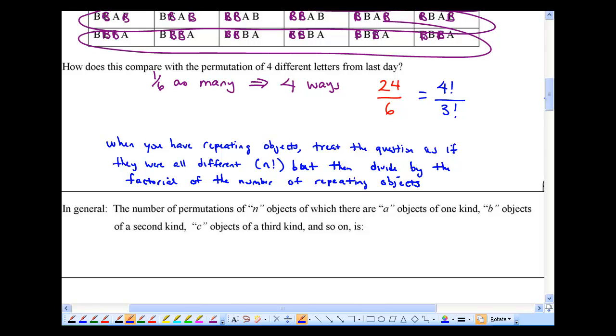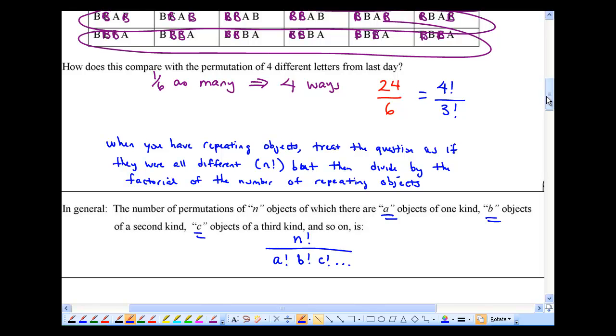The number of permutations of n objects, in general n, the total number, in this case where there are a objects of one kind, so there's that repeating part. You could have another b objects of a second kind, and c of a third kind, and so on. Maybe d of a fourth kind, e of a fifth kind. But the idea is to take n factorial, so treat it like there's no repeating objects, and then divide by the number of repeating objects. So a factorial, b factorial, c factorial, and so on. That's the formula of how to permutate repeating objects.